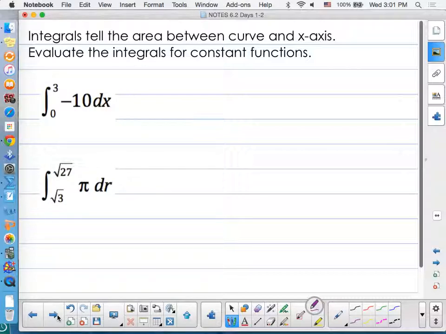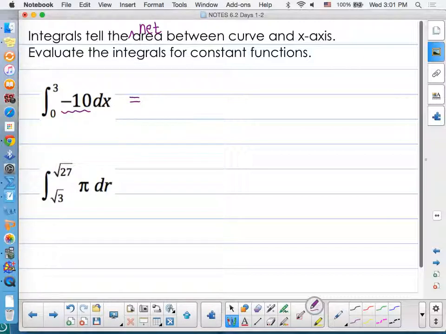Integrals tell the area between the curve and the x-axis, sort of. So what they do is they tell the net area. Net meaning, and we mentioned this word in class the other day, the sum of the pieces with their signs, positive and negative. So when it asks us to evaluate integrals for the constant function, integrals could be positive, they could be negative. So this is a constant function. So there's our negative 10 from 0 to 3.